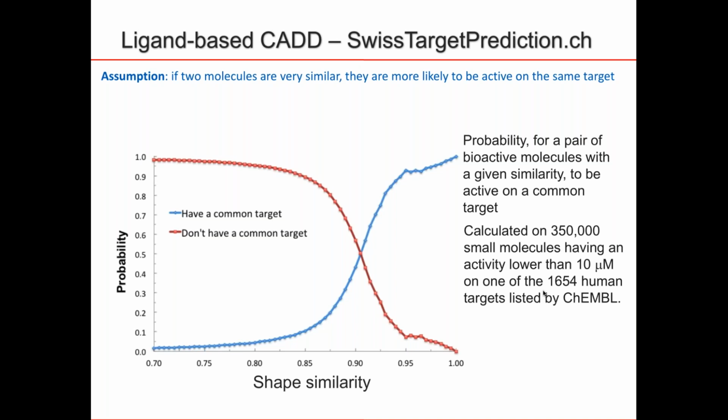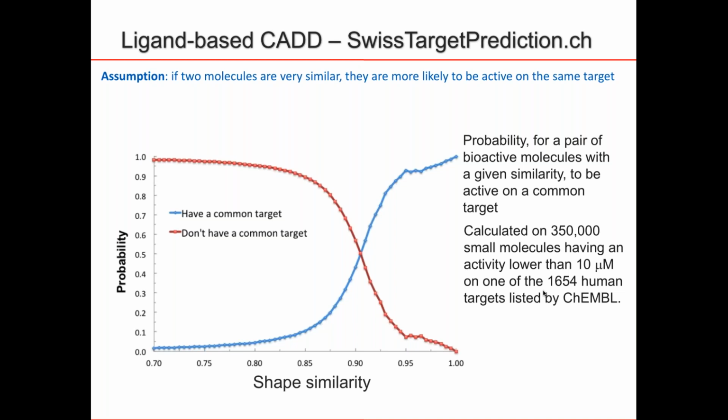So this curve was obtained by making calculations on a library of 350,000 molecules for which we know exactly the target. So the idea of Swiss Target Prediction is that if you provide the website with a small molecule, we will automatically screen this library of molecules for which we know the target, find those that are the most similar to your compound, and from this, we are able to calculate some probabilities with which your molecule could actually bind to those targets.